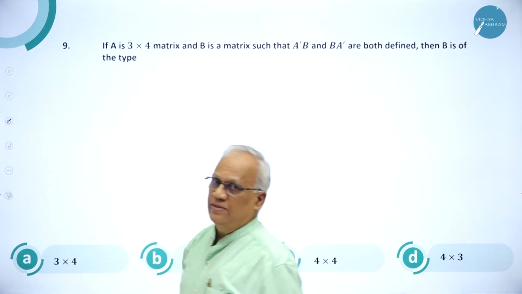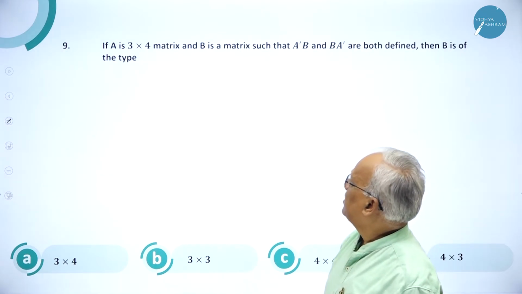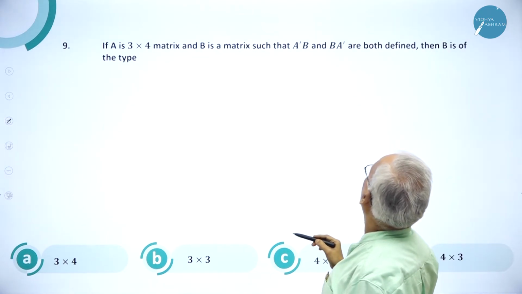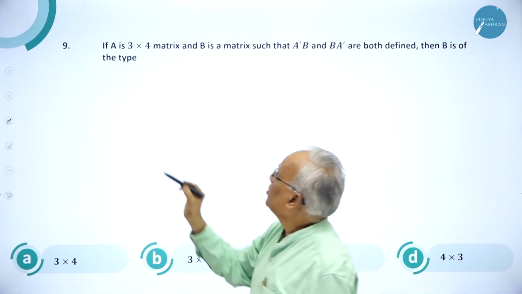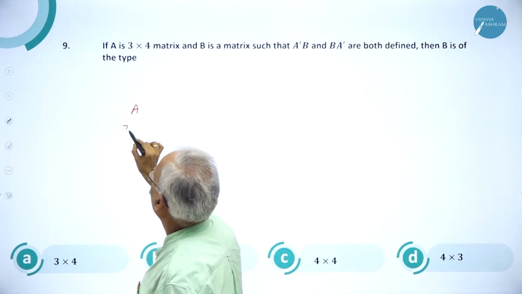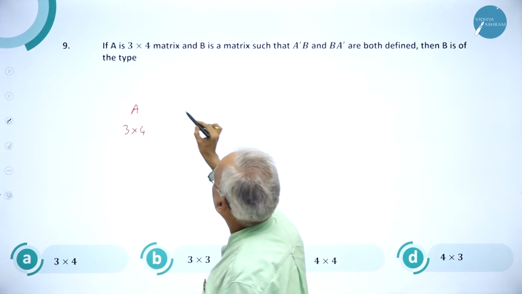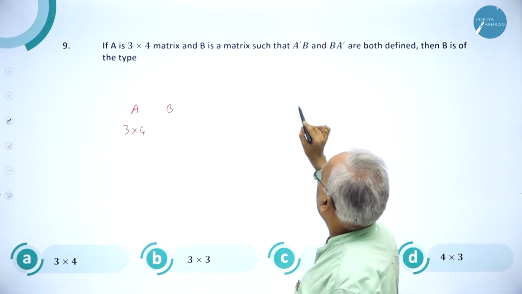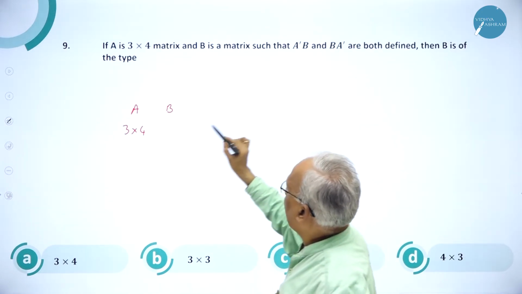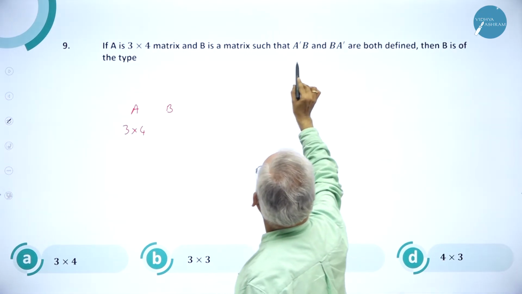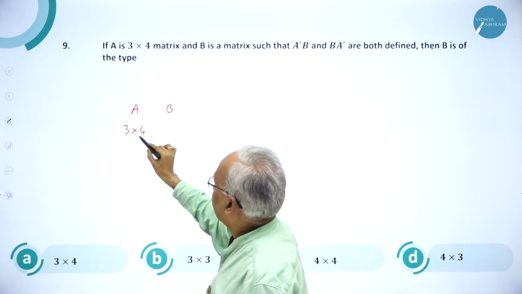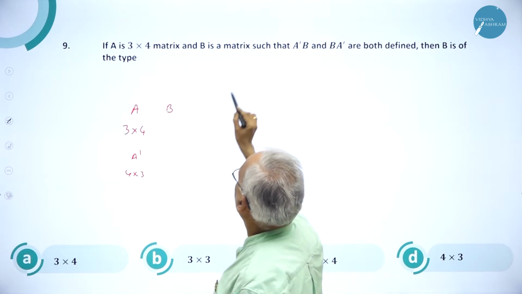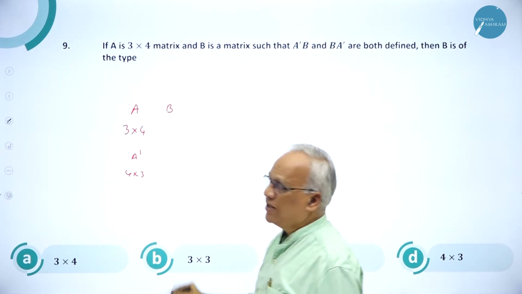So let's go to the next question. A is a 3 by 4 matrix and B is a matrix such that A dash B and B A dash both are defined. Then B is of the type. So you know A is a matrix of order 3 by 4, and you want to set the order of the matrix B such that A dash B and B A dash are both defined. So what is the order of A dash? You know, if A is of order 3 by 4, A dash is of order 4 by 3.